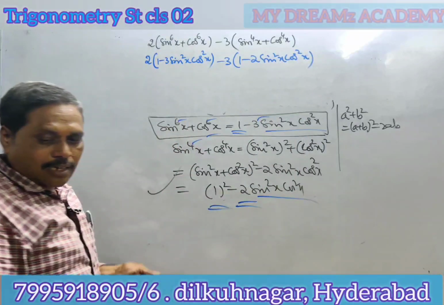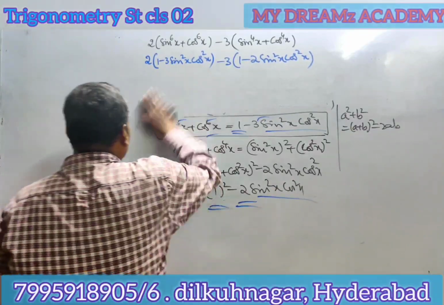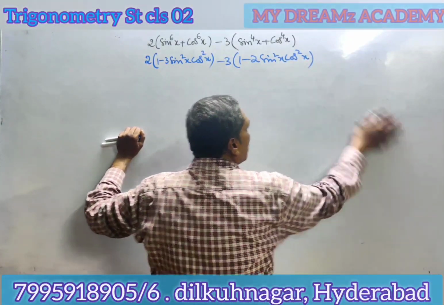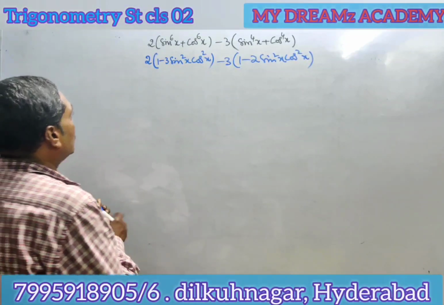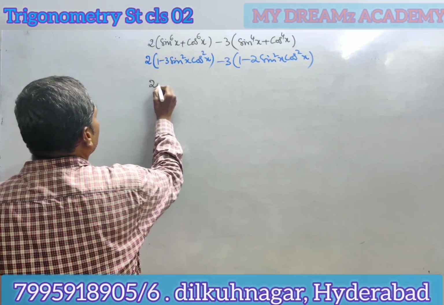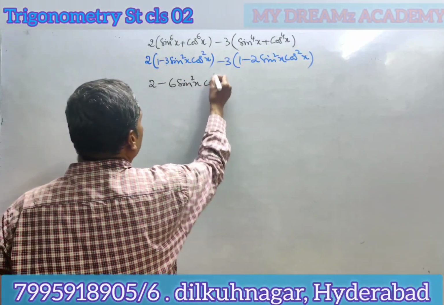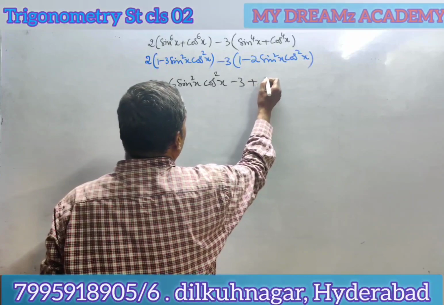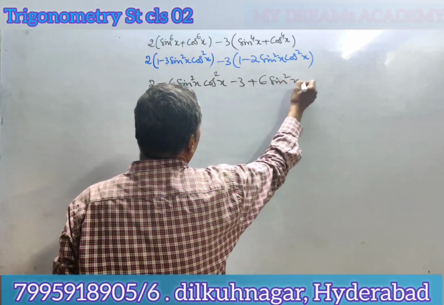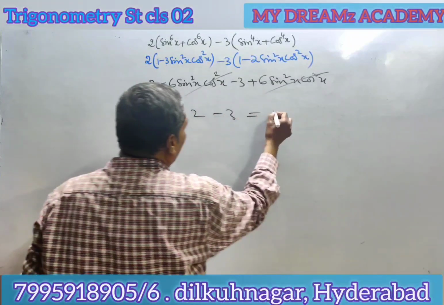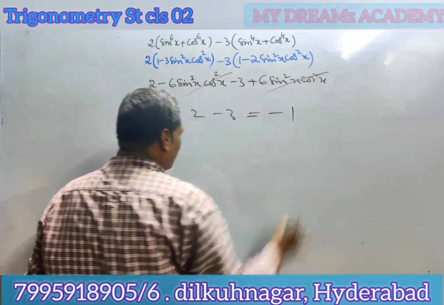After that only one step, which is simplification. Two into 1, 2 into 3, 6 sine square x cos square x, minus 3 minus of minus plus 6 sine square cos square. These two cancel, 2 minus 3, which is minus 1, is the answer.